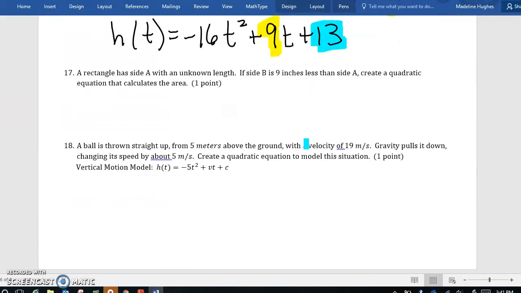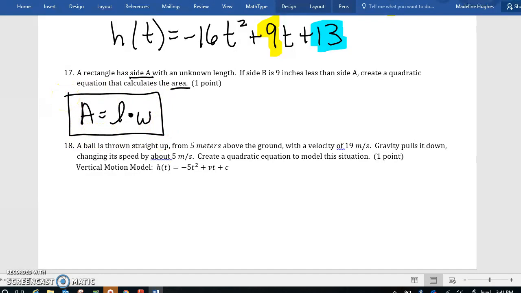17, a rectangle has side A with an unknown length. If side B is 9 inches less than side A, create a quadratic equation that calculates the area. So area, we have to know, is length multiplied by width, length times width. And it tells us our side A, right? So I'm going to draw this rectangle here. Our side A, so one of the sides is an unknown length. So I'm just going to call side A unknown, so I'm going to call x.